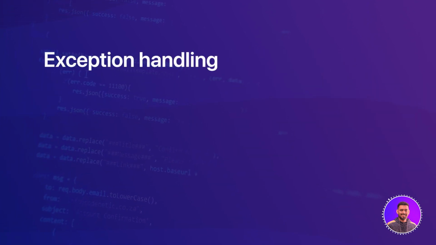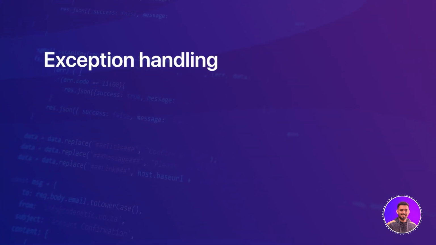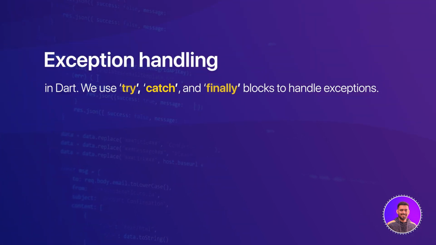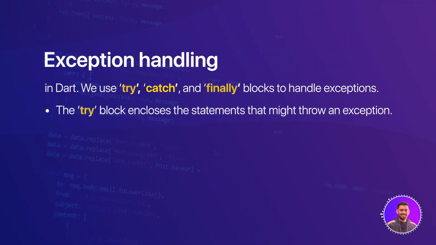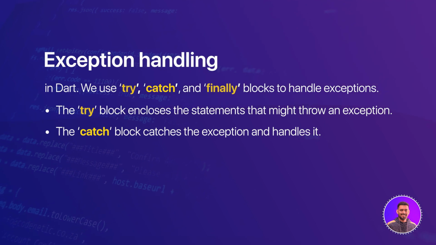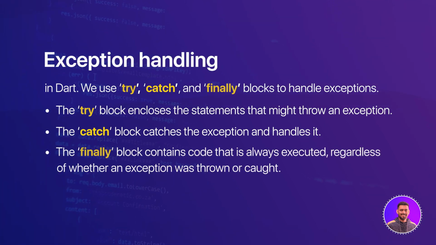Lastly, let's talk about exception handling in Dart. Try, catch, finally blocks handle exceptions. The try block encloses the statement that might throw an exception. The catch block catches the exception and handles it. The finally block contains the code that is always executed regardless of whether an exception was thrown or caught.